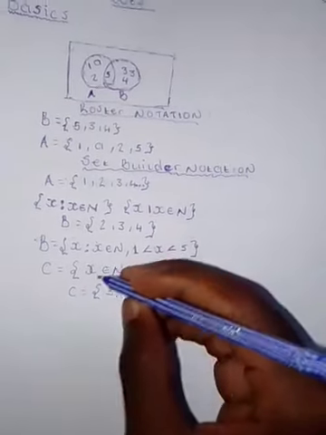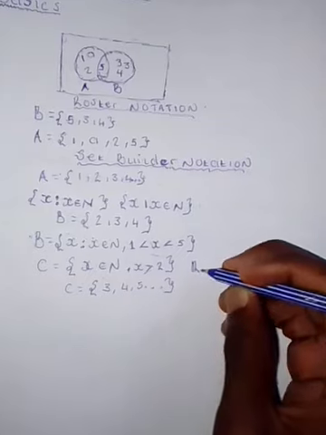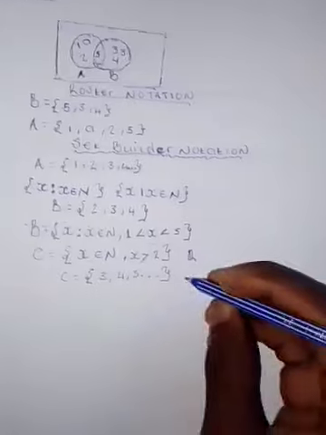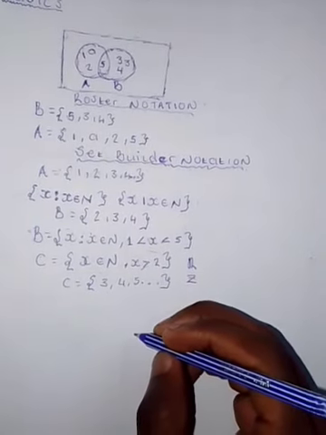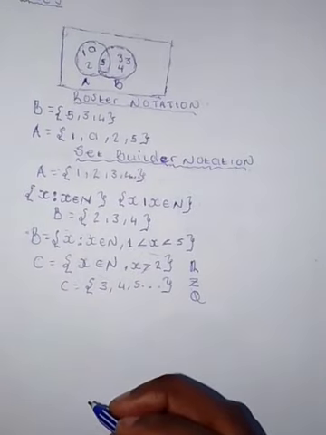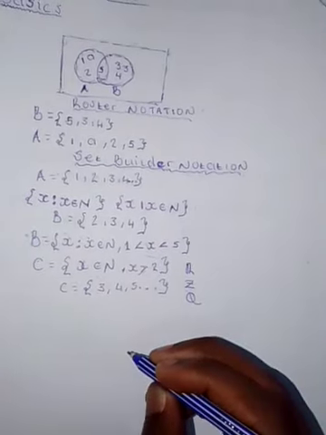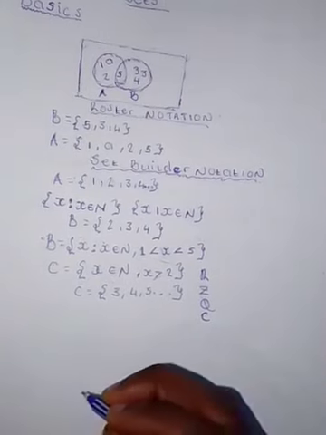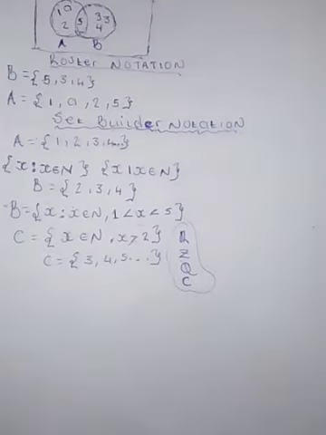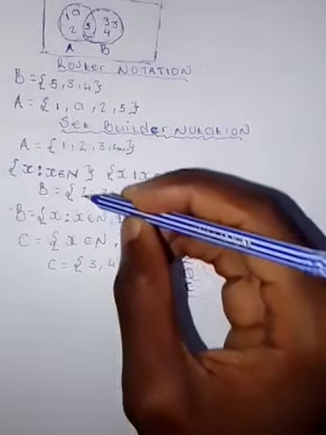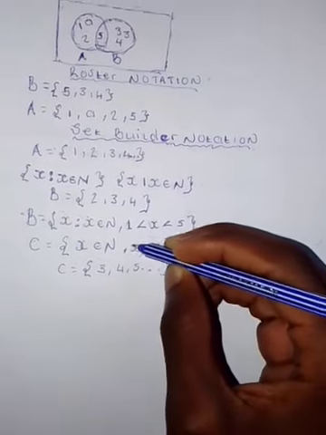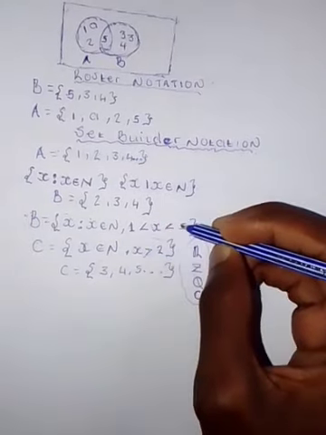Real numbers are represented by R, natural numbers by N, integers by letter Z, and Q represents rational numbers. You need to know this. And then complex numbers are represented by letter C. You need to take note of this so that you don't get confused. Lastly, sometimes they might not represent the condition about the value like this.